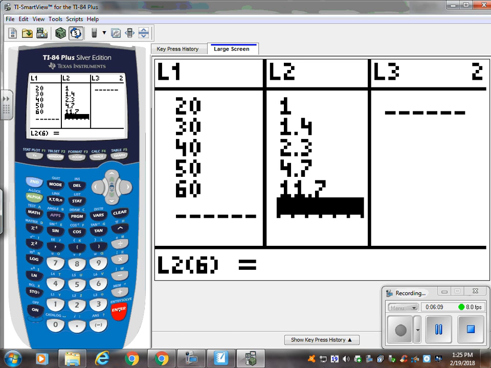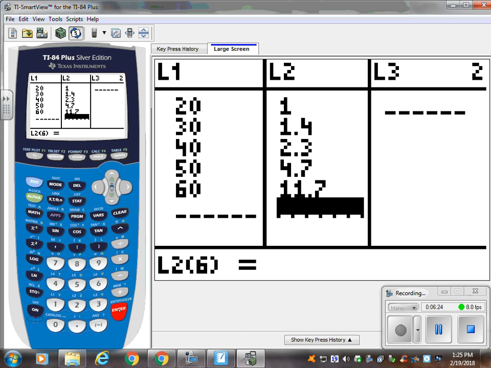All right, so you're putting your data in. You've got your L1, your L2 thing going on. Now, one of the things that they want us to do with this is to use our graphing utility to plot the data and graph the model.